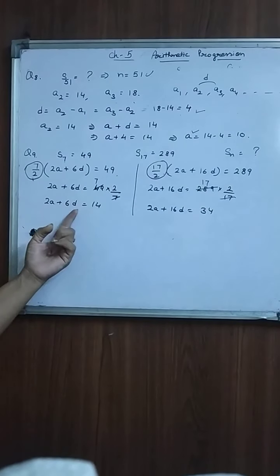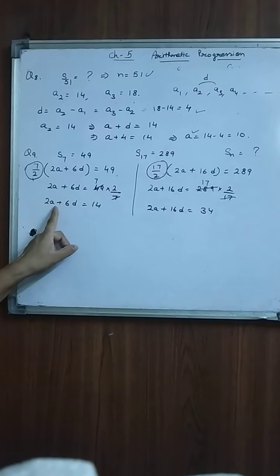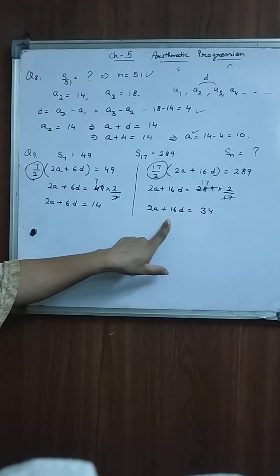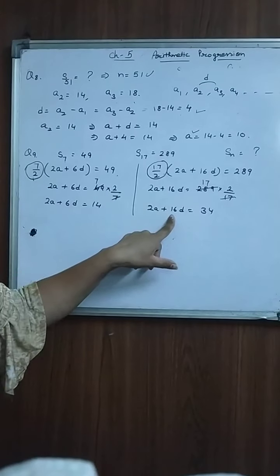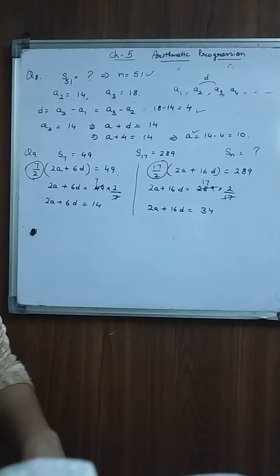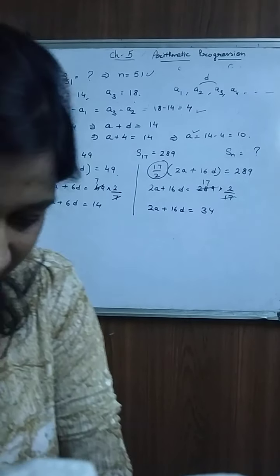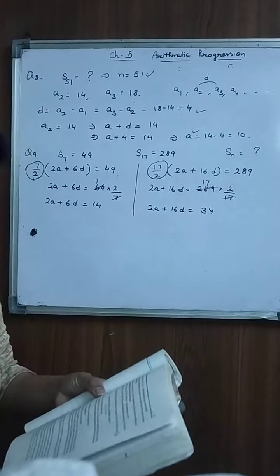You can see we have two different equations with two different variables. We can easily apply the elimination method and we will get the value of one variable, which you put in the equation. You will get the other variable and you can easily get the value of Sn. Now come to the 10th question.